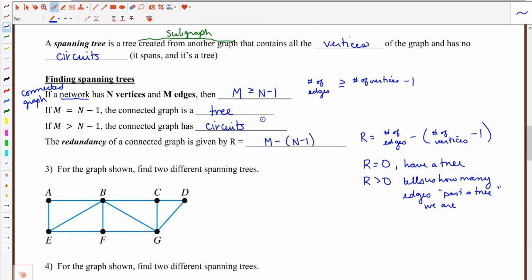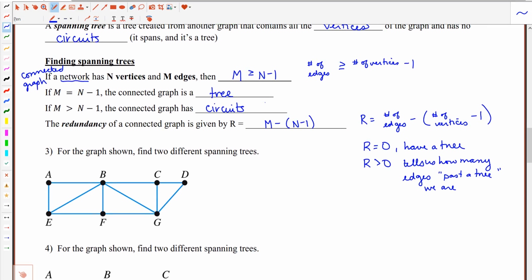So let's see this in an example so we can see what all these calculations are. Now it says for this graph shown, we're going to find two different spanning trees. Now for this graph, there is 1, 2, 3, 4, 5, 6, 7 vertices, which is going to be represented by the variable n. So n will be 7. In this graph, there are 1, 2, 3, 4, 5, 6, 7, 8, 9, 10, 11 edges, which is represented by the variable m.